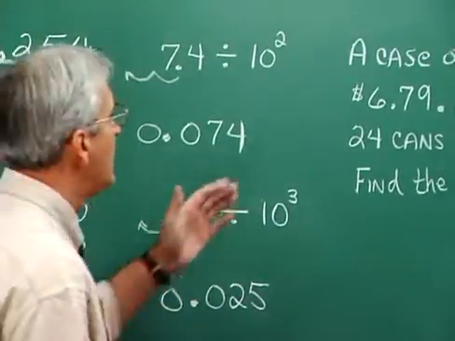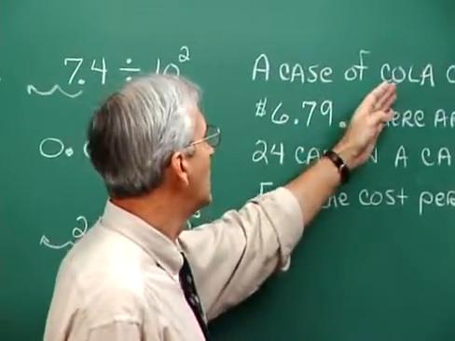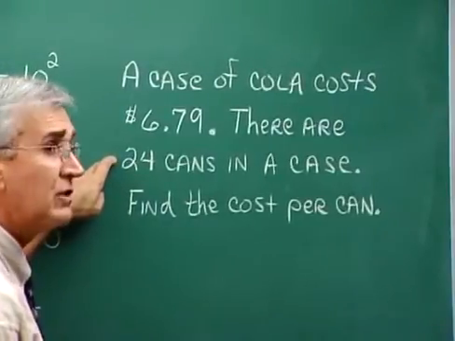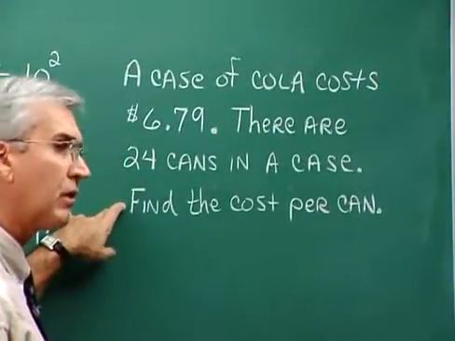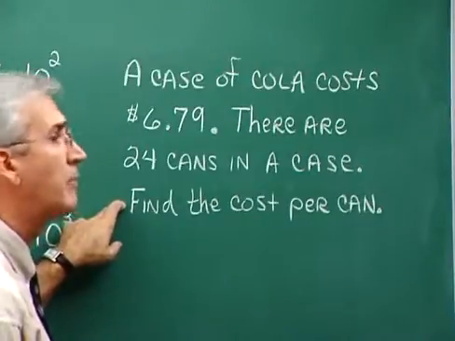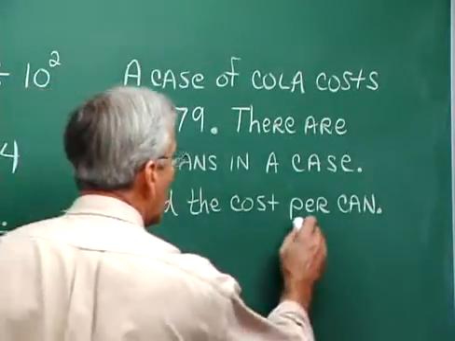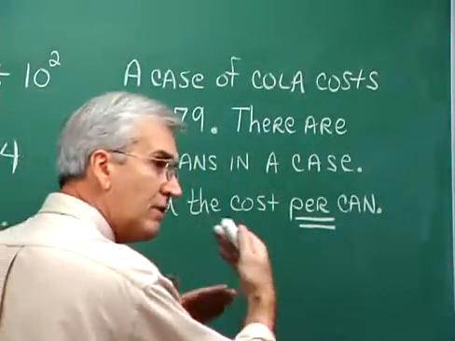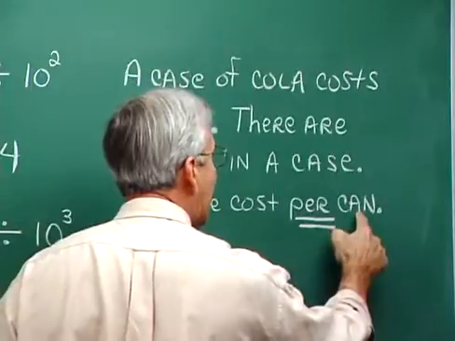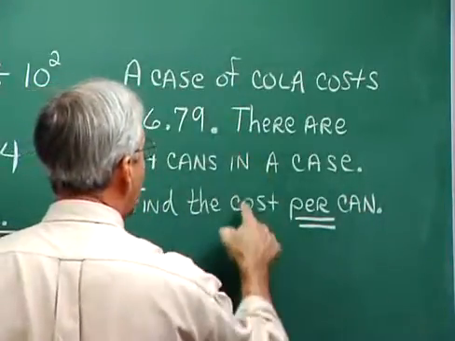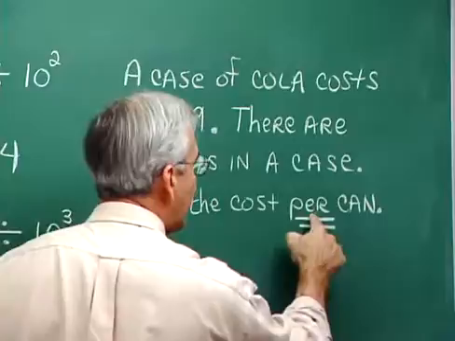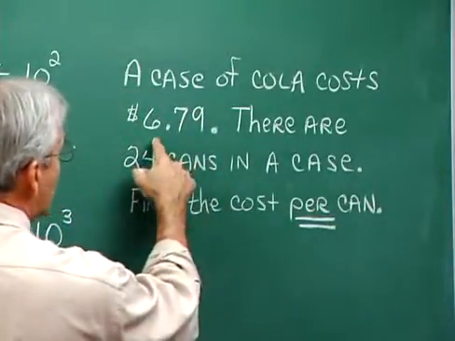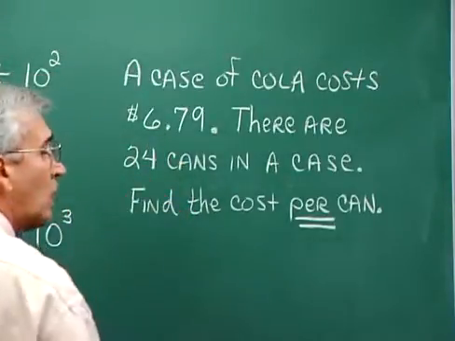Here's a word problem. It says a case of cola costs $6.79. There are 24 cans in a case. Find the cost per can. A lot of times the word per in a problem gives us the notion of division. Cost per can means take the cost, take the total amount of money, and divide by the number of cans. Cost per can is $6.79 divided by 24.